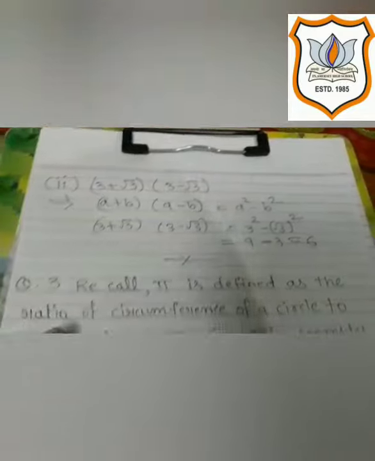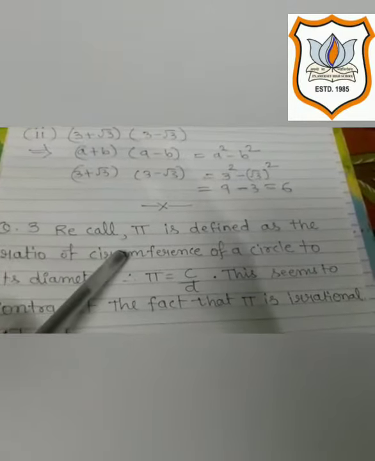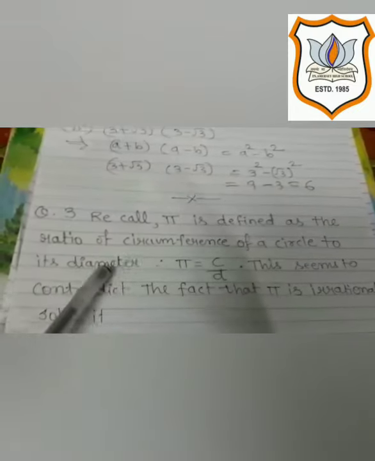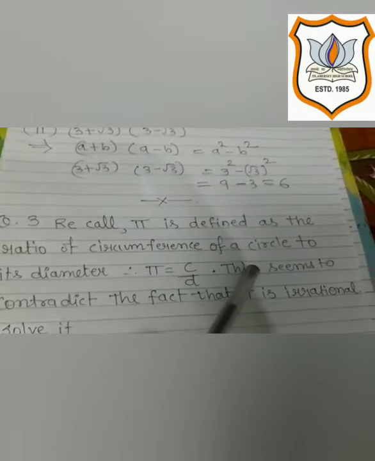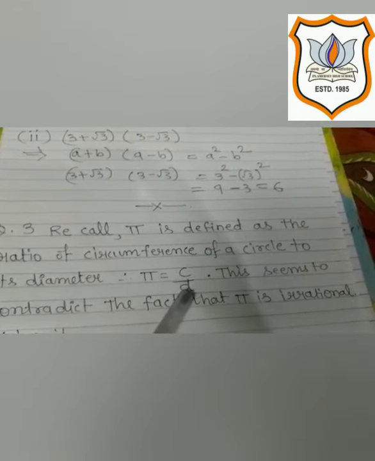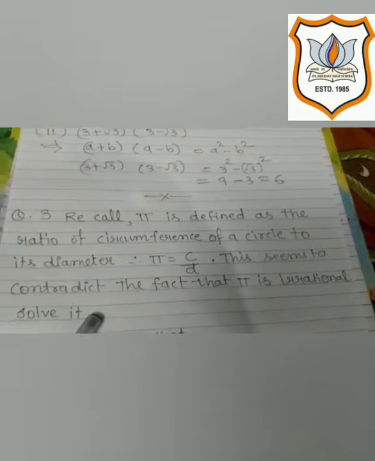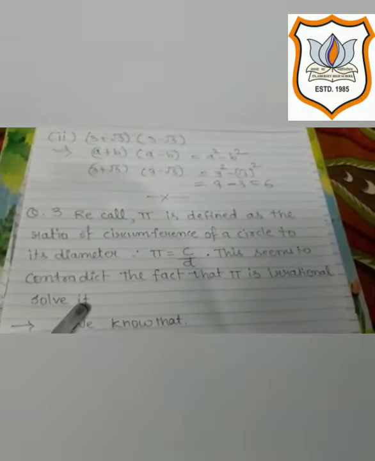Now question number 3, exercise 1.5, question number 3. Recall pi is defined as the ratio of circumference of a circle to its diameter. Hence pi is equal to C upon D. This seems to contradict the fact that pi is irrational. Now try to solve this contradiction.